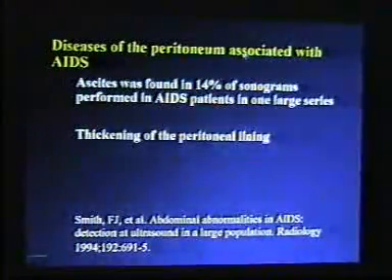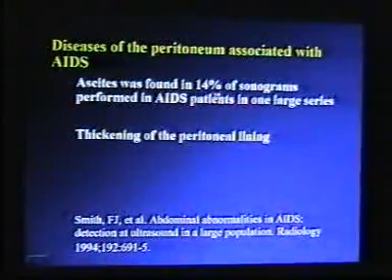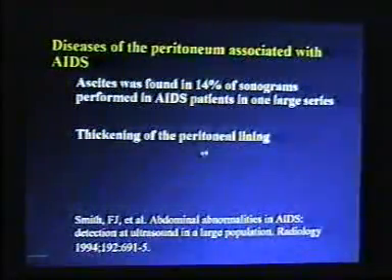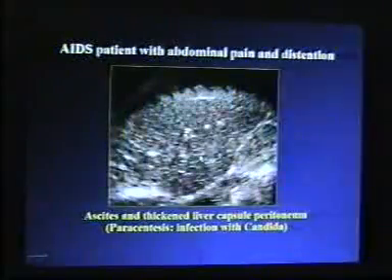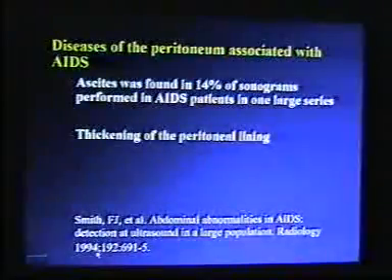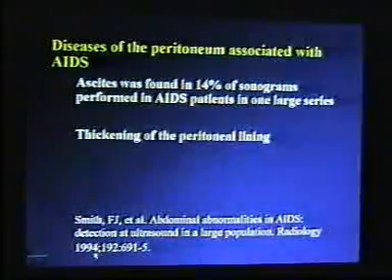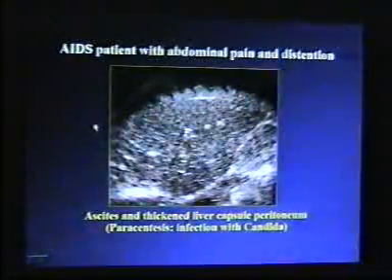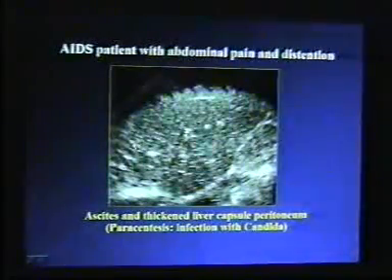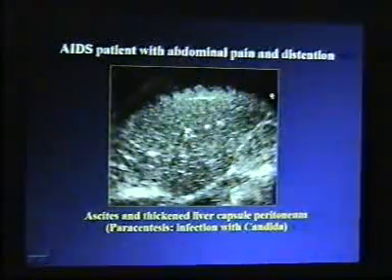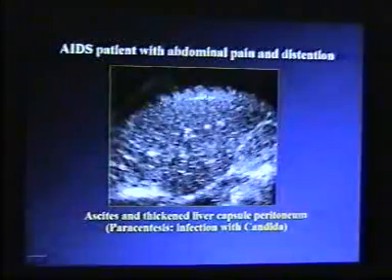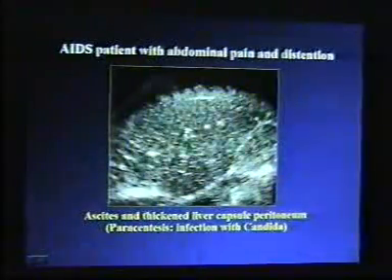Disease of the peritoneum associated with AIDS: ascites was found in 14% of sonograms performed in AIDS patients in a large series. Thickening of the peritoneal lining was there. In a study which was done in 1994 by Smith F., Seattle. Here we have another case of an AIDS patient with abdominal pain and distension, and you can see there is ascites and thickened liver capsule. Paracentesis showed that this was infection with Candida.